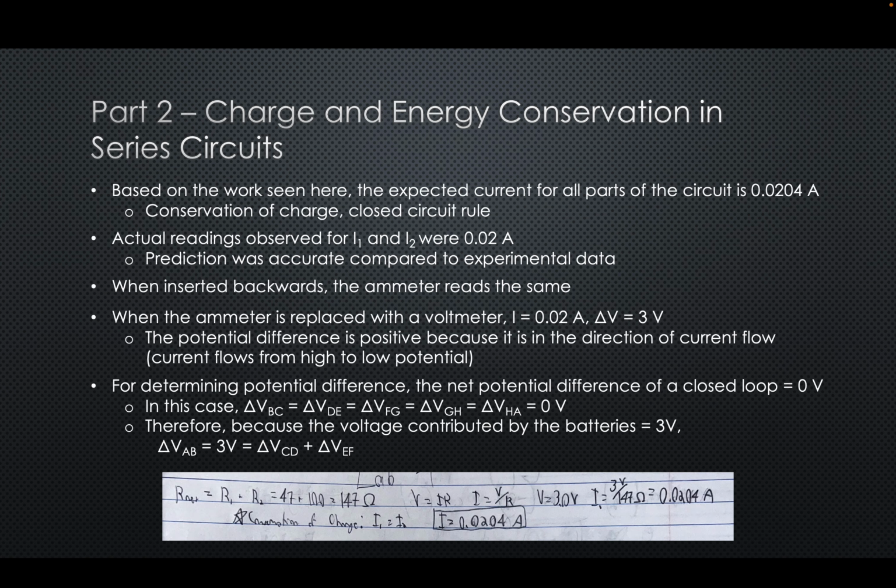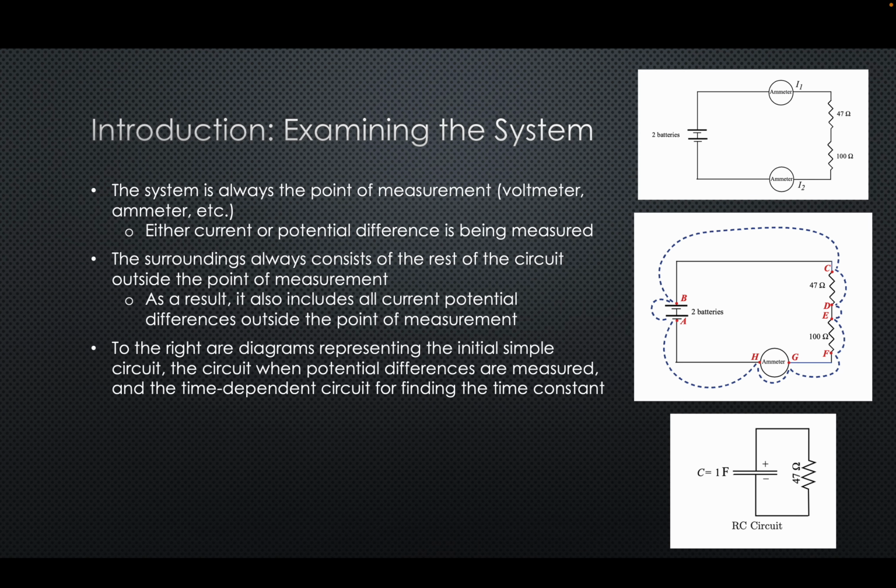So in this part we examine charge and energy conservation. Here we determine the current at two different spots, and because of conservation of current, it's consistent throughout the entire circuit, and it was read to be approximately 0.02 amps, and it was calculated to be about 0.0204 amps. And the only reason the instrument wasn't more precise is because it only went to the hundredths place, so these results matched.